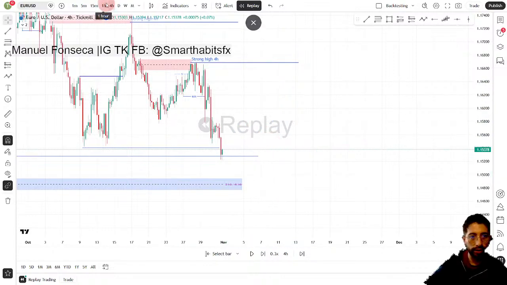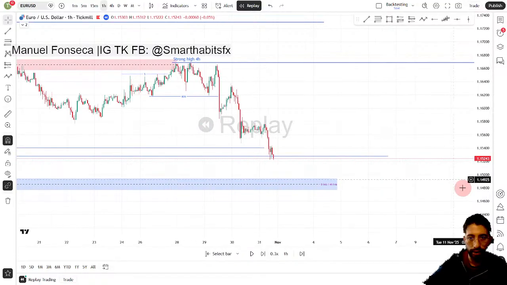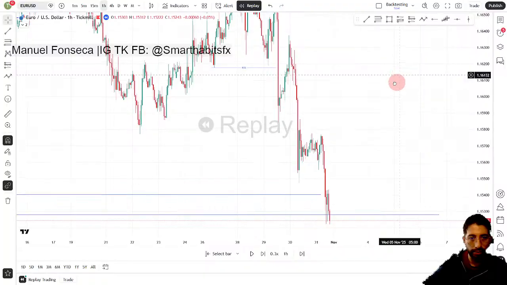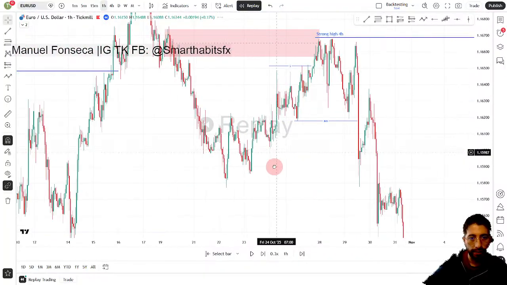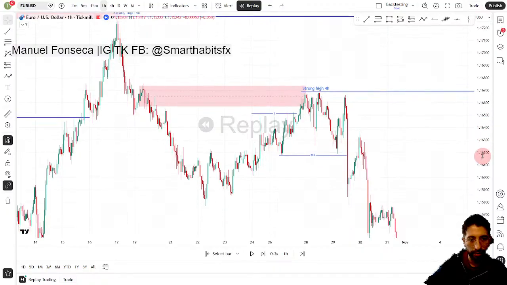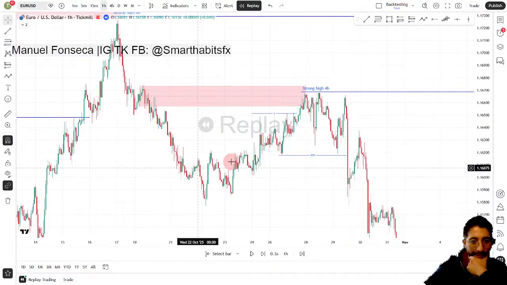Perfect. Now let's go to the 1-hour time frame. In the 1-hour time frame, we need to do the same exercise. I think definitely the trend line was bearish. So let's go back.